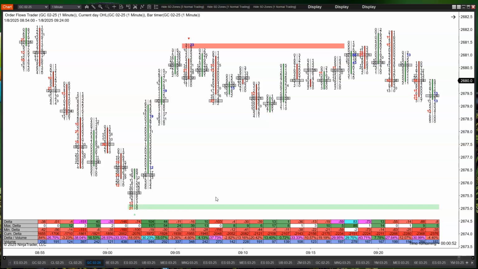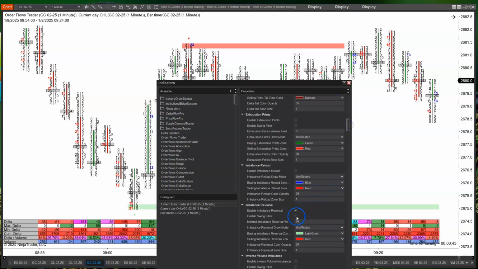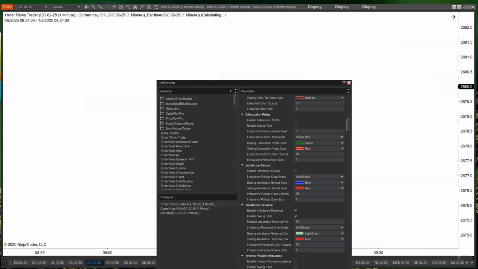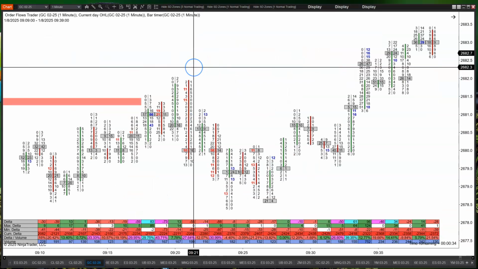You could have a swing filter, right? We've added something that's called a swing filter. You can see it right here. Swing period is going to be set to 5. That's my default that I use. But to enable it, if you just want to see it on swings, you click there, right? Enable swing filter. And it's just going to filter out when they occur in swings.